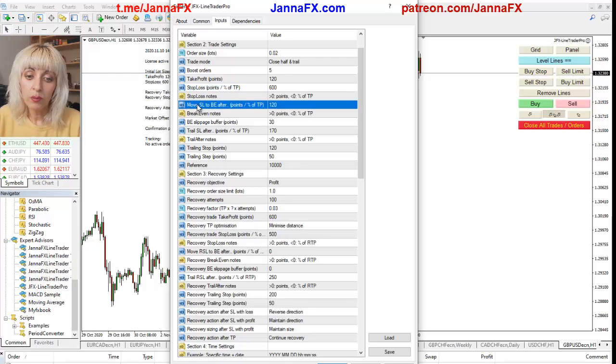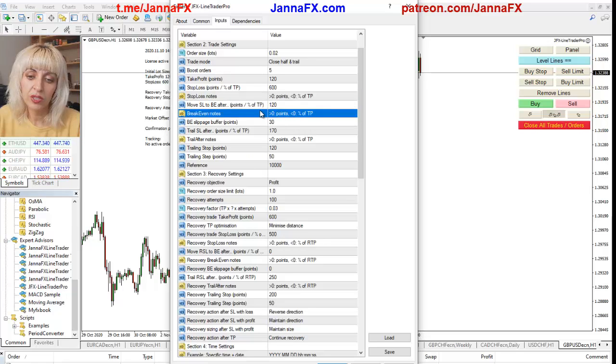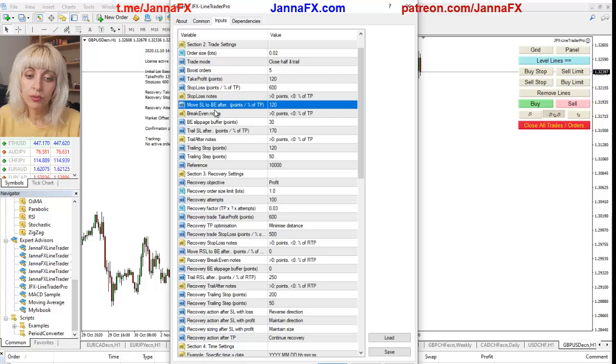Okay, so now, move stop loss to break even after. You see, guys, don't touch this. It just explains a little bit what it means, like the points, percentage of take profit. So you don't touch this, you only change where we have numbers. So you see, move stop loss to break even. That's where, when the market moves, you want to move it to break even, right? It could be any number you want.